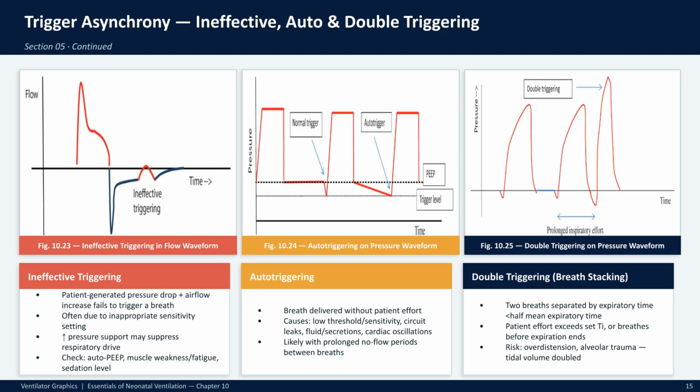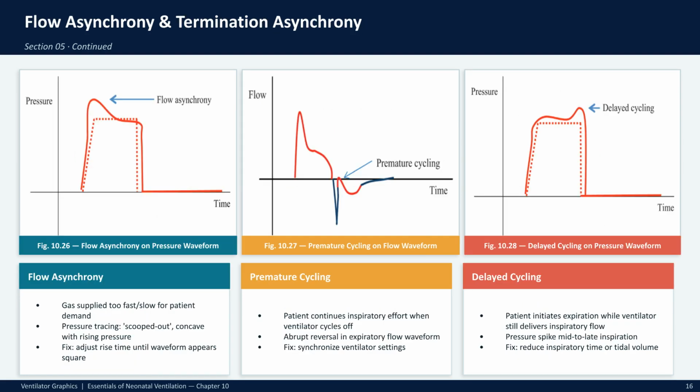In trigger asynchrony, ineffective triggering happens when patient effort fails to initiate a breath. Auto-triggering occurs without patient effort, often due to leaks, while double triggering happens when the patient effort exceeds the set inspiratory time, creating a risk of breath stacking. This video covers flow and termination asynchrony.